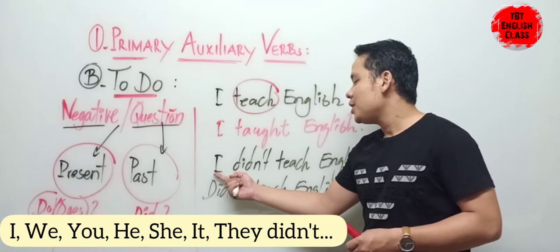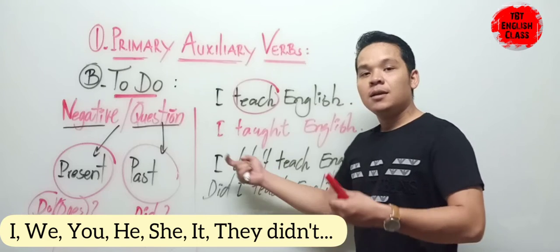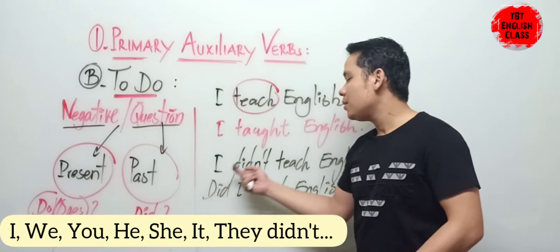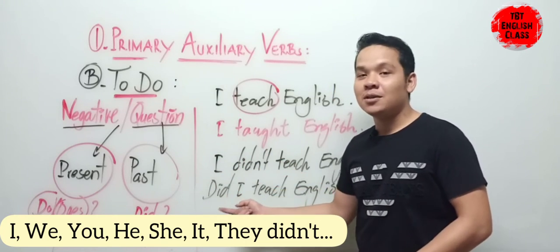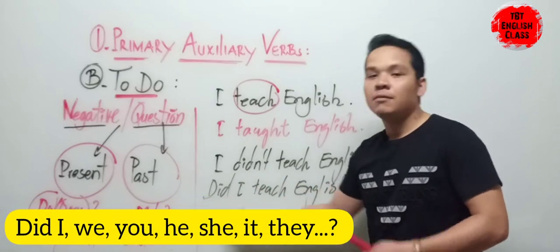When you want to say she didn't. When you want to say he didn't. When you want to say they, we, you, didn't the same. So all subject pronouns use only one, didn't with negative and did with question form.